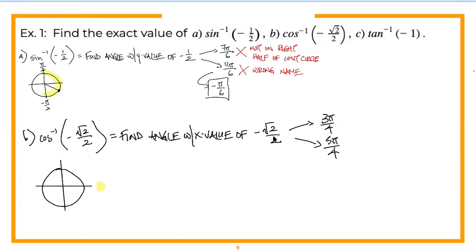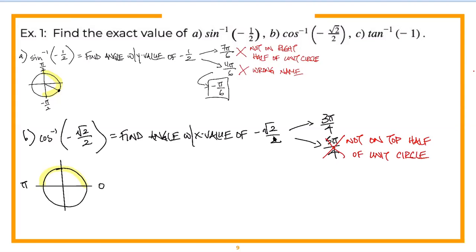So that means I can only choose from the top half of this unit circle. And specifically, my answer needs to be between 0 and pi. And so for that reason, I can eliminate 5 pi over 4 because it's not on the top half of the unit circle.